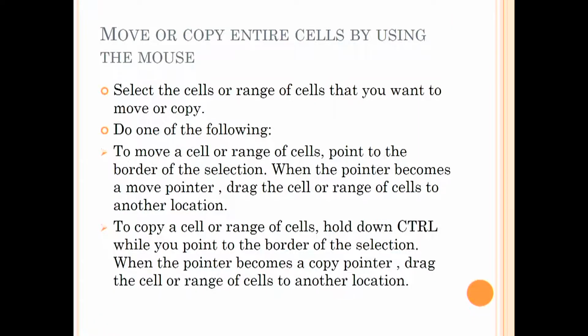Now if you have to move or copy cells using the mouse, then select the cell or the range of cells that you want to move. Then you can do either of the following. To move a cell or a range of cells, point to the border of the selection. When the pointer becomes a move pointer, drag the cell or range of cells to another location. To copy a cell or range of cells, hold down Control while you point to the border of the selection. When the pointer becomes a copy pointer, drag the cell to another location.